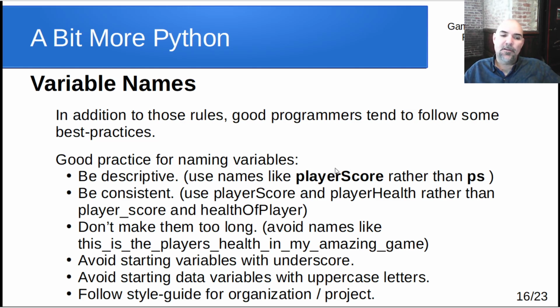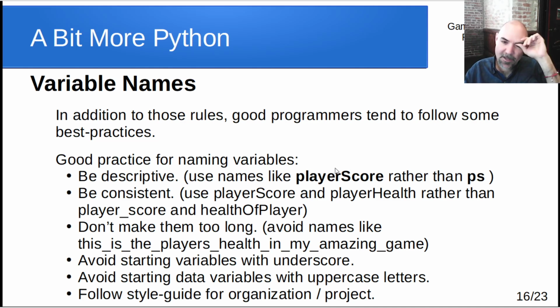One other thing is, even though we said to be descriptive, don't make the variable names too descriptive or too long. So you want to avoid names like I have there, like this_is_the_players_health_in_my_amazing_game. That's just too much, and every time somebody wants to use that variable, you're going to have to type all of that out. The second problem with being overly descriptive is it takes up a lot of space in your code, and it makes the code harder to look at.